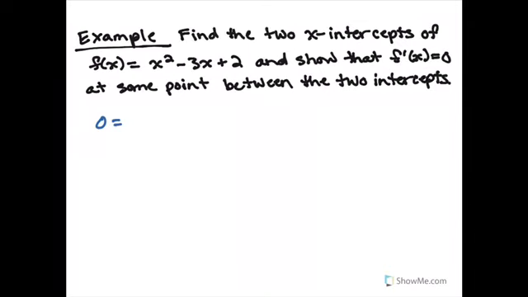So what multiplies to 2 but adds up to negative 3? Negative 1 and negative 2, which gives me intercepts of x equals 1 and 2. So our interval here is going from 1 to 2. So the x value we're solving for must be in between 1 and 2.